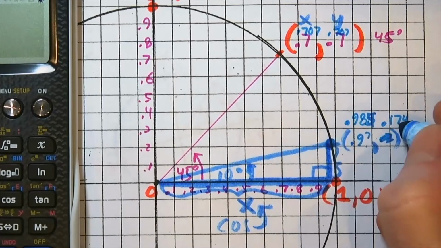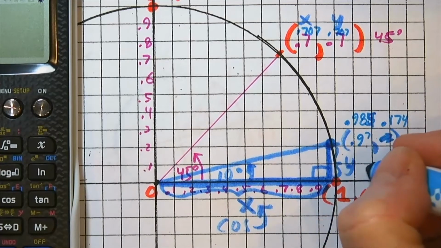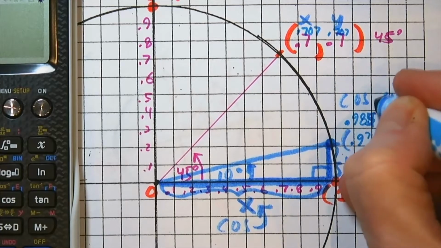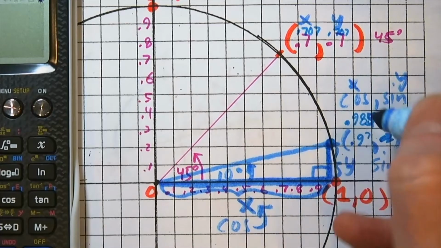That height, well, it's right here. It's 0.174, isn't it? That's the y. And we used sine for that. So some people also say this is cosine and this is sine. So cosine is the x, sine is the y. You just got to memorize that.